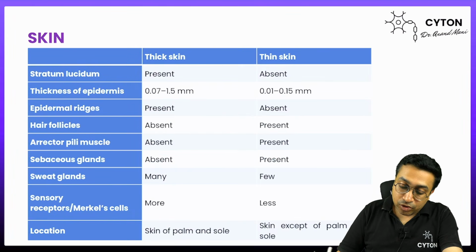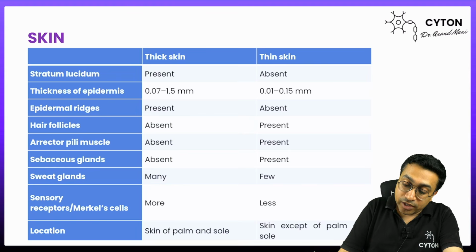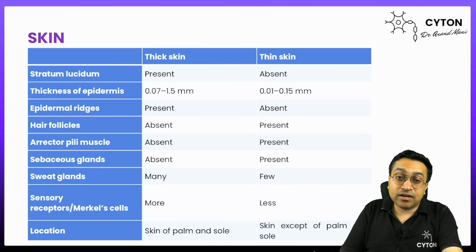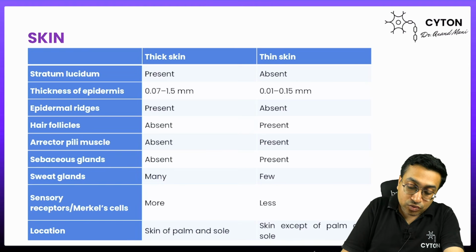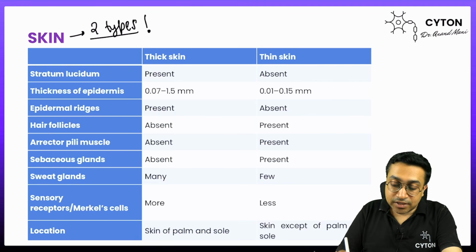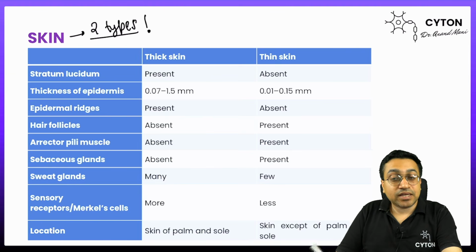Then let us come on to the types of skin. So here we have two types, that is thick skin and thin skin. Skin has two types, and this is something which is asked in theory and viva also. Thick skin and thin skin. So the thick skin has a thick layer of epidermis, obviously, and this is on the basis of thickness only.